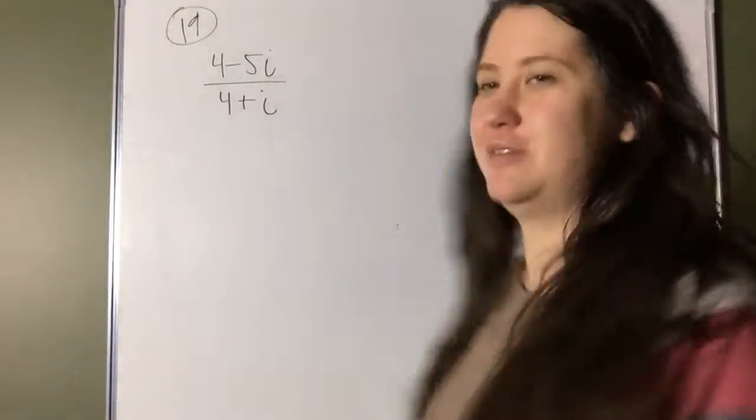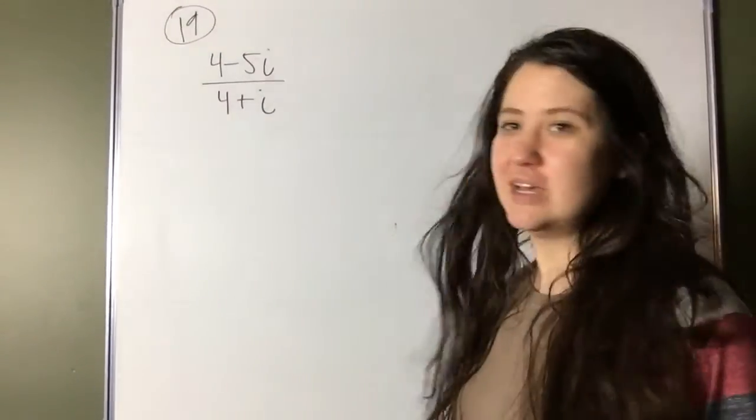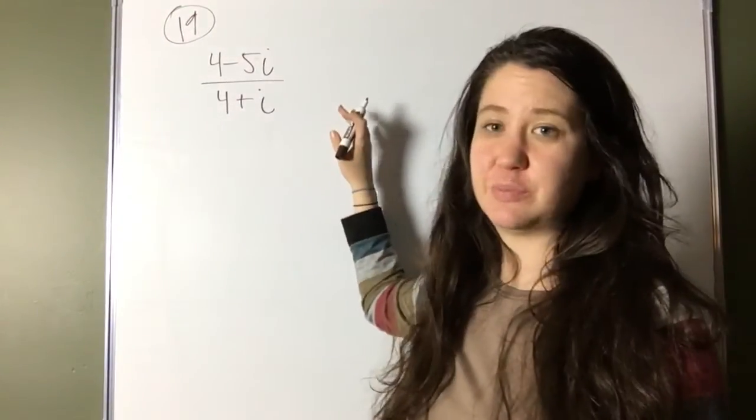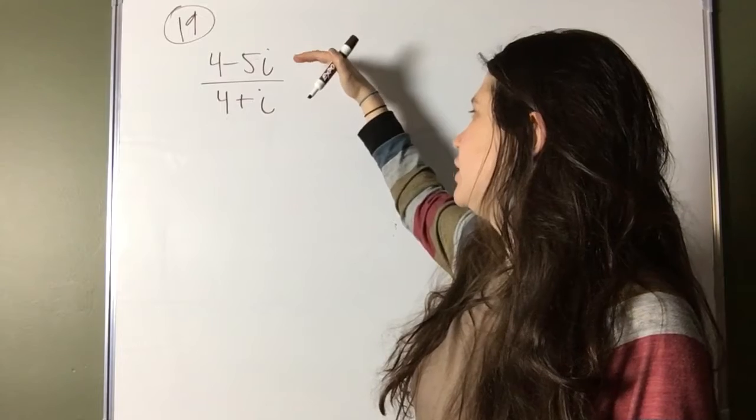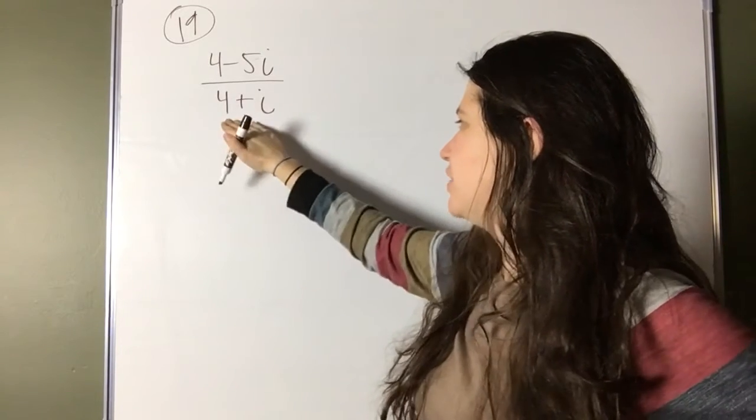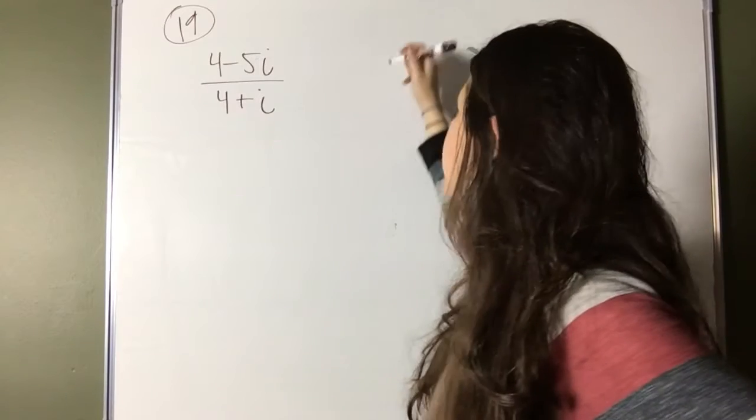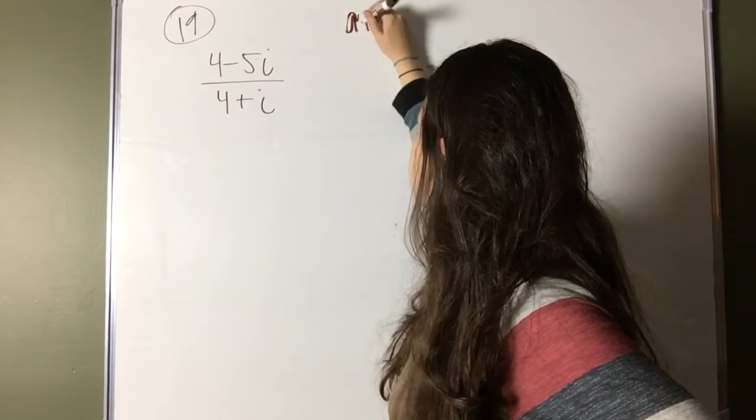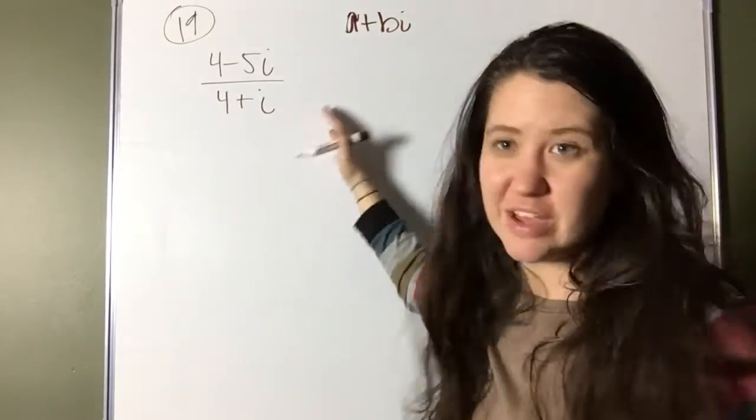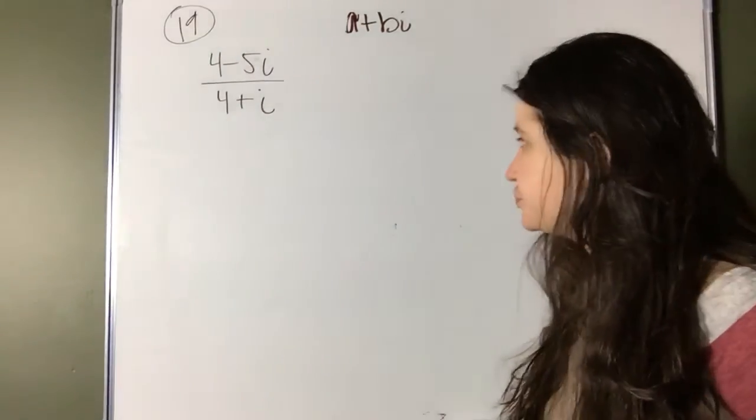All right, hey everyone. Chastity asked about this question. I believe this is number 19, or at least your number 19 should be similar to this. We want to divide, on hers at least, 4 minus 5i divided by 4 plus i, but you want to write it in a plus bi form, which obviously it's not in that format at the current moment.